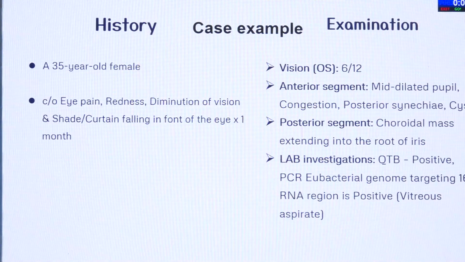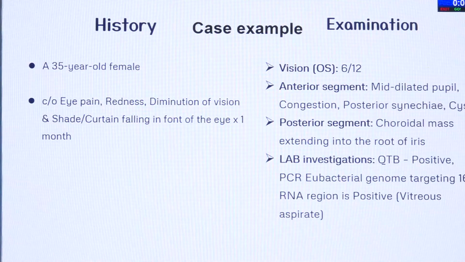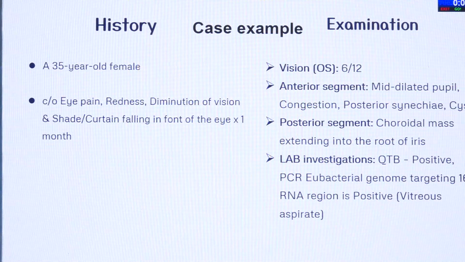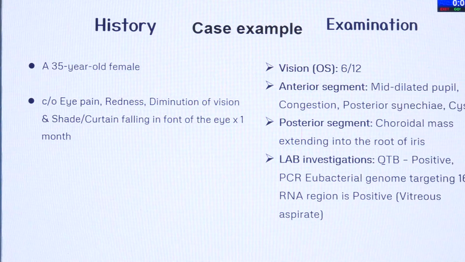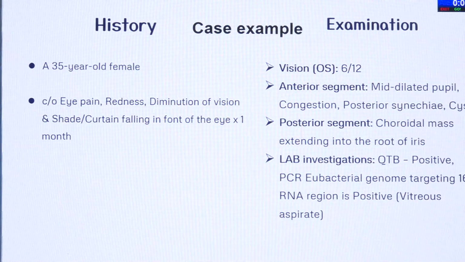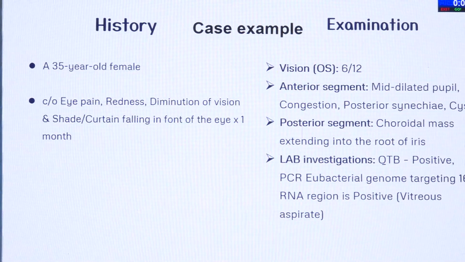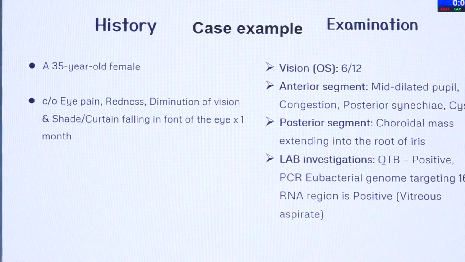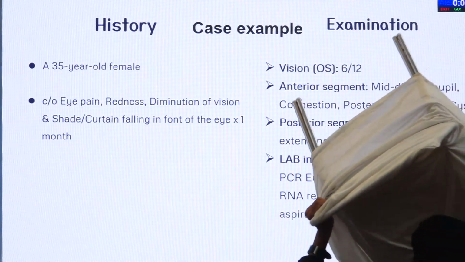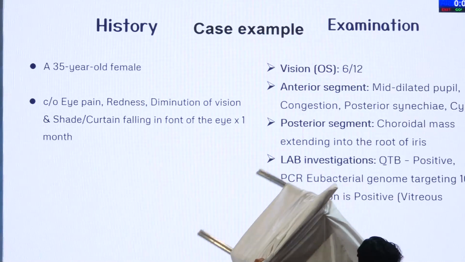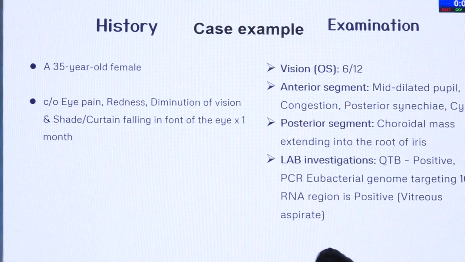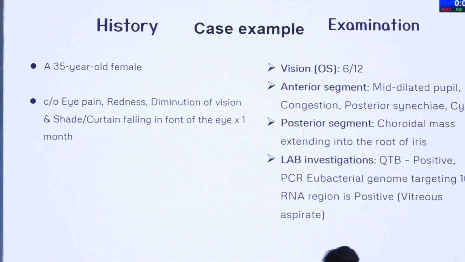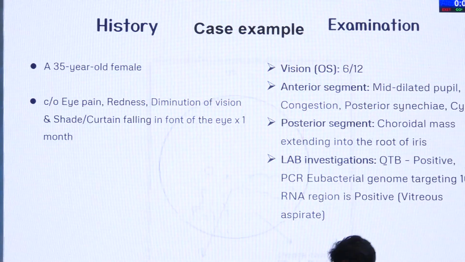This is another case, a 35-year-old female, complaining of right eye pain, redness, dimness of vision, and a curtain-like thing falling in front of the eye. Vision was 6/12. Anterior segment: mid-dilated pupil, congestion, posterior synechiae. Posterior segment: choroidal mass lesion extending to the root of the iris. QTB is positive, and PCR showed eubacterial genome targeting the 16S rRNA region positive.